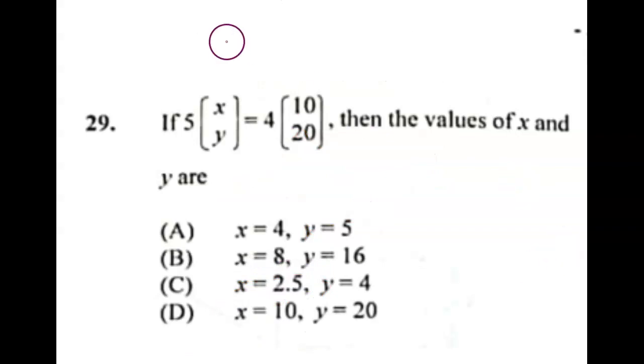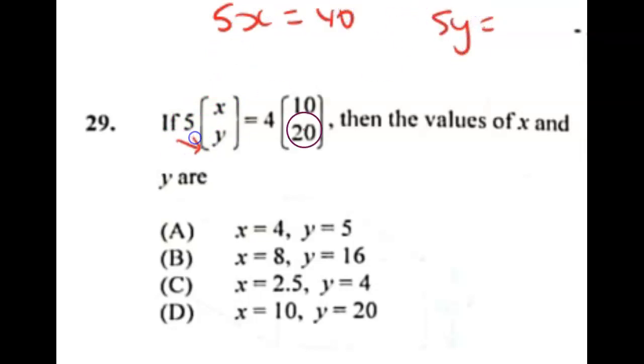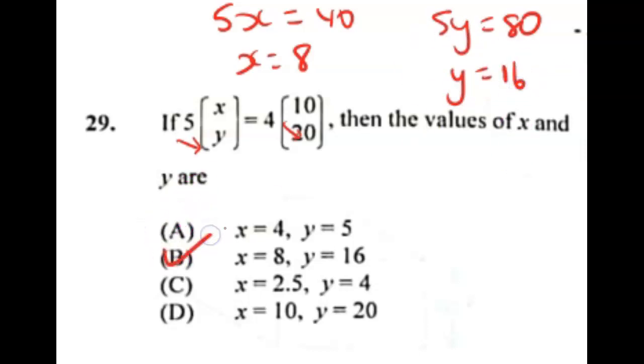Number 29 now, what I will do is I'll multiply this out. I'll say 5 by x is 5x will be equal to 4 by 10, which is 40. And then 5y, multiplying this way and this way now, I'll get 4 by 20 is 80. So then x would be 40 divided by 5, which is 8, and y will be 80 divided by 5, which is 16. Right, so x is 8 and y is 16, so B is the answer.